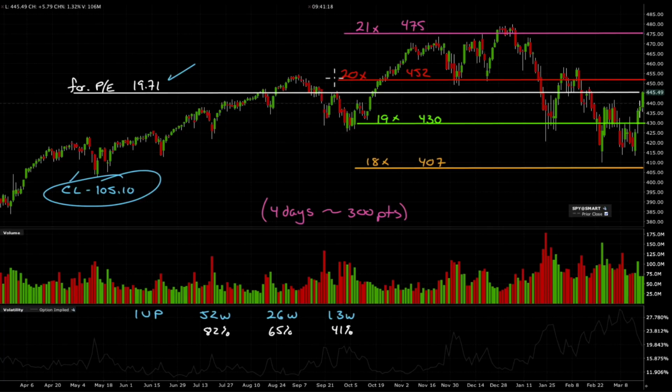Well, here's where we are. Here's 20 times. That would get us to 452 on SPY. 21 times would get us to 475, almost to the highs of the year. So that's saying, well, let's get a multiple expansion going on. Do we see higher multiples given everything that we have? You may have a different interpretation of it, but I'm having a hard time with it.